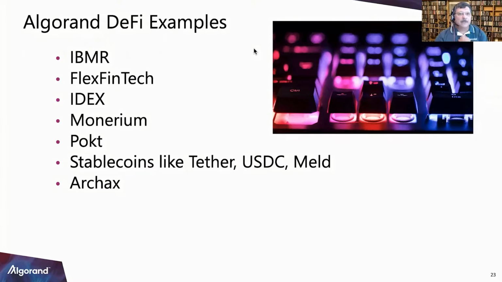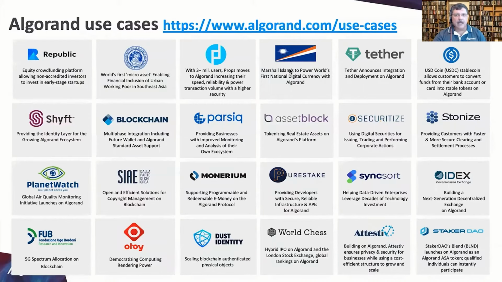so you'll have all this information available at your fingertips. Algorand DeFi examples include IDEX, Monerium, Polkadot, stable coins like we had talked about with USDC and Tether and Meld and a few others. And so those are all written up on our use case site, as well as many other ones that you see listed here. The asset block is tokenizing real estate assets, for example.